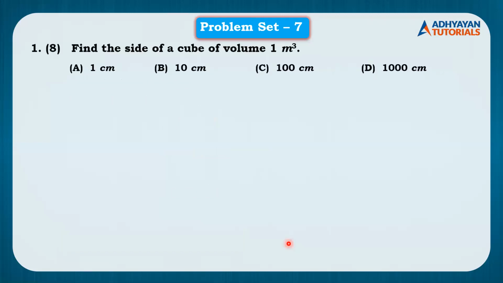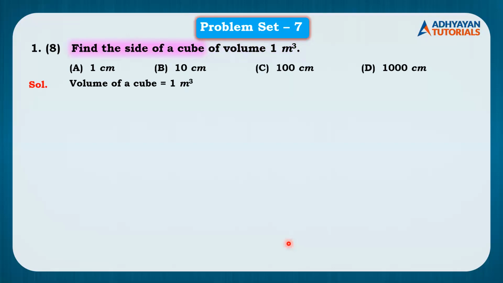Problem set sum number 1, sub question 8. Find the side of a cube of volume 1 meter cube. And there are 4 options given to us. So in this sum, tell me students, what is given to us? Yes, it is given that volume of a cube is 1 meter cube. Volume is given to us, and tell me students, what are we supposed to find? Yes, we have to find the side of a cube.